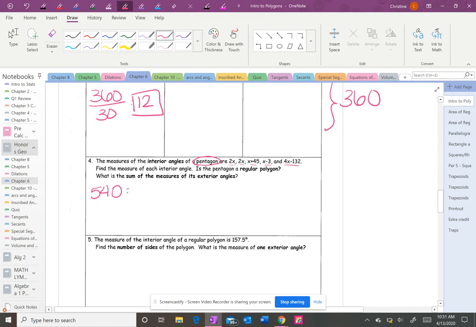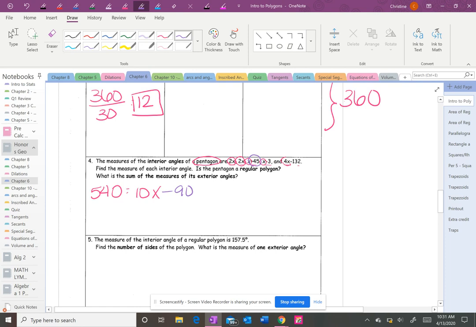So just like we used to do with triangles, just do the same thing. I'm going to just add these all together in my head. 2 plus 2 is 4, 5, 6, 10. And then my constants are positive 45 minus 3 minus 132. So negative 90.